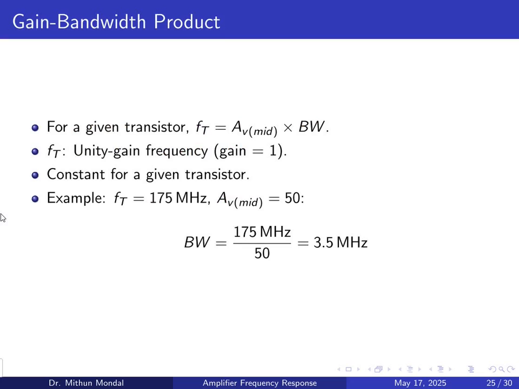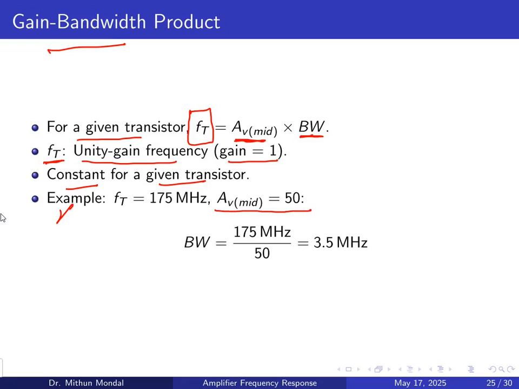We have discussed low, mid and high frequency region. Now we will discuss the gain bandwidth product. So for a given transistor, the product of the voltage gain in the mid frequency region and the bandwidth is basically a constant Ft, which is the gain bandwidth product. So gain bandwidth product Ft is the unity gain frequency when the gain is equal to 1. And this is a constant for a given transistor. Let us take an example. If the voltage gain is 50 in the mid frequency region, and the constant is 175 megahertz, which is the gain bandwidth product, we can find out what the bandwidth is.